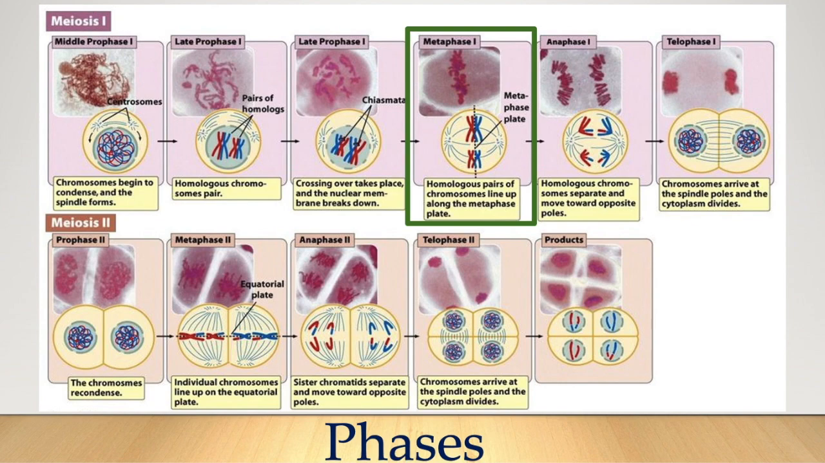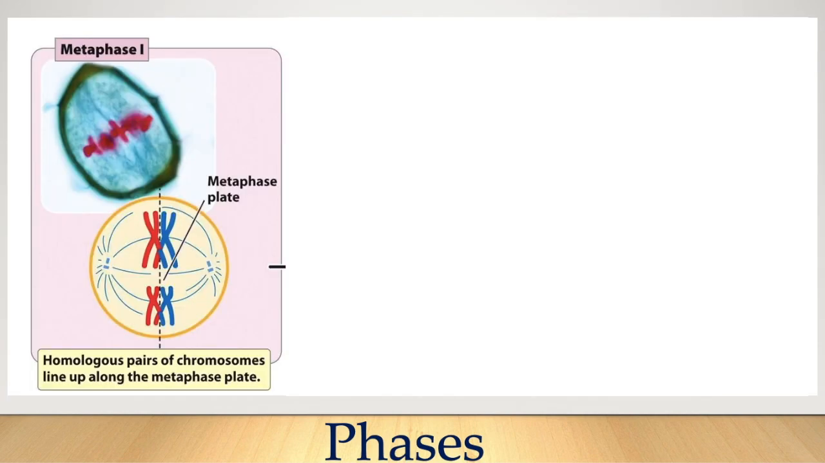Metaphase 1 comes after prophase 1. And metaphase is initiated when the homologous pairs of chromosomes align on the metaphase plate. You got it! Then a microtubule from one spindle pole attaches to one chromosome of a homologous pair, and a microtubule from the other pole attaches to the other member of the pair.